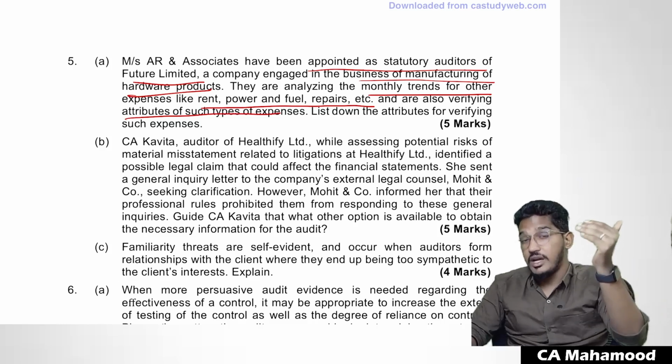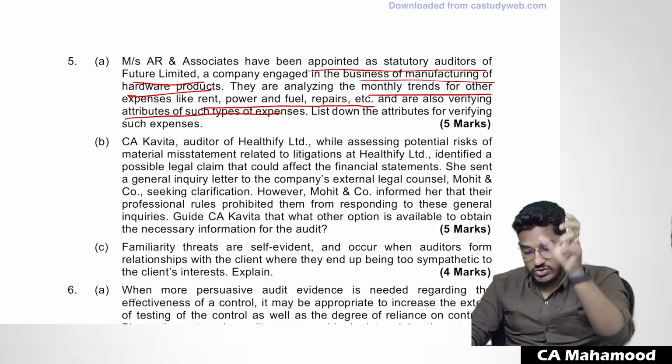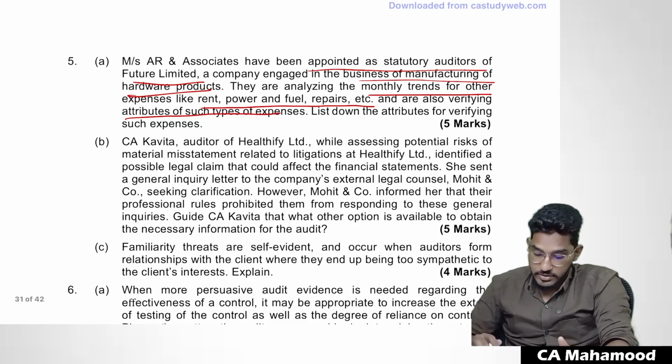Some 6-7 points will be there. Common attributes for all other expenses. That common attributes you are supposed to write here.